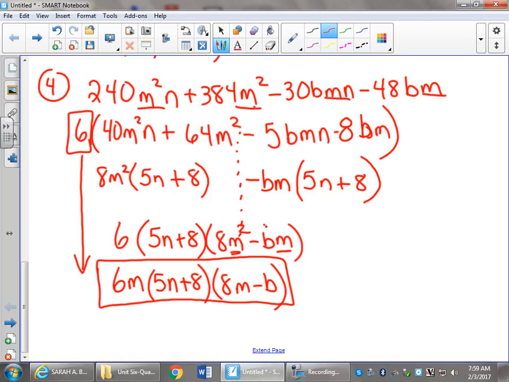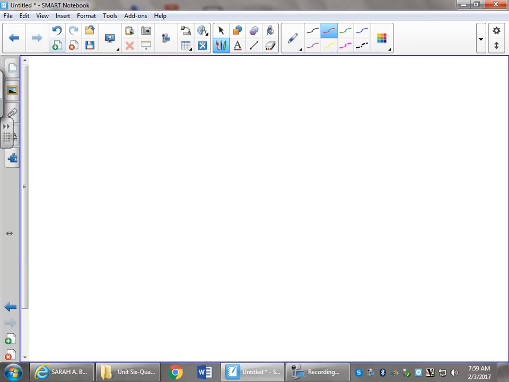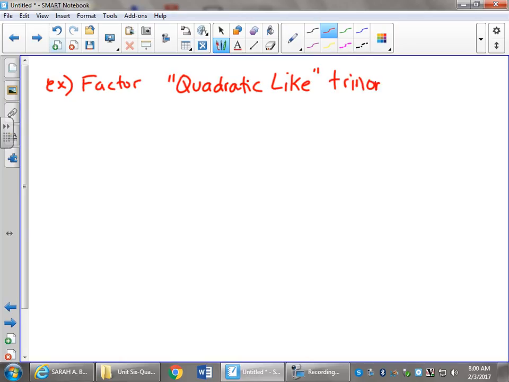We're going to switch gears a little bit and move towards polynomials that have 3 terms. So these examples, we're still factoring, but these are quadratic-like trinomials, so 3 terms. So when you factored quadratics that had 3 terms, we most often did guess and check. So that's what you're going to be doing in these examples as well. You're going to be guessing and checking.